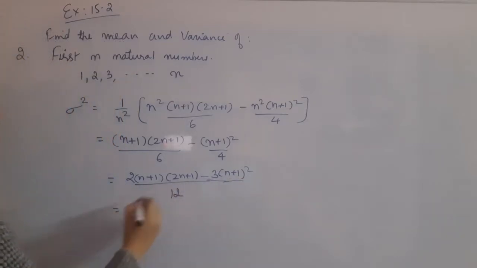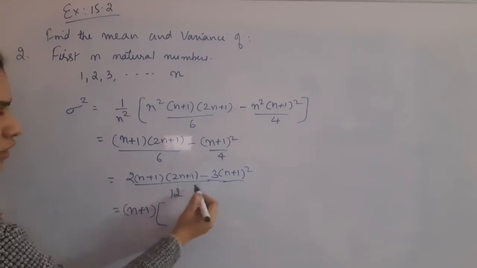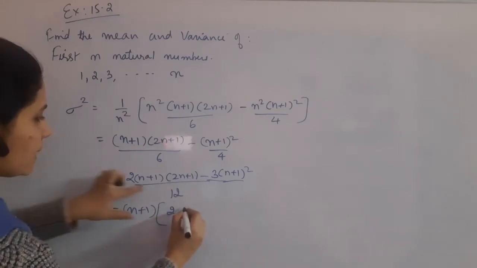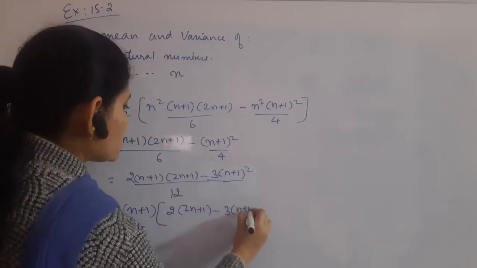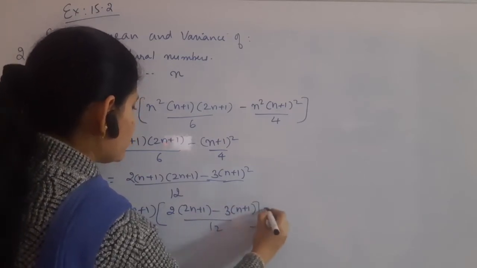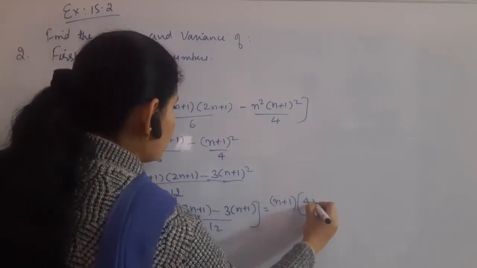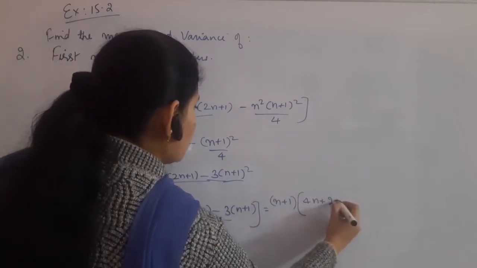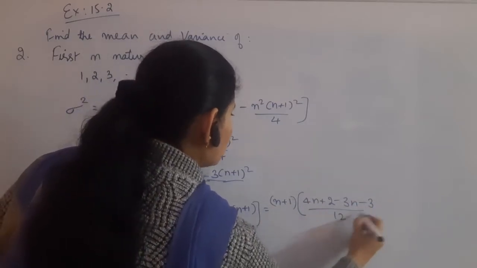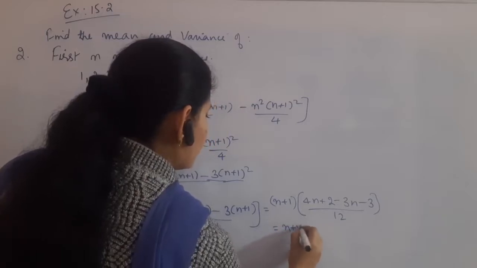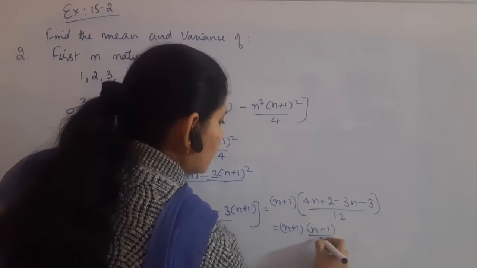Again further simplification, n plus 1 can be taken out, 2, and here you cannot cancel, so this will become 2 into 2n plus 1 minus 3 into n plus 1 by 12. Simplifying further, you will get n plus 1 into 4n plus 2 minus 3n minus 3 divided by 12. That is n plus 1 into n minus 1 by 12.